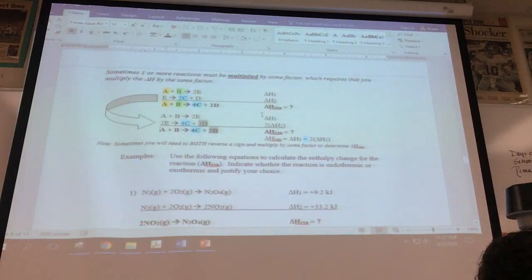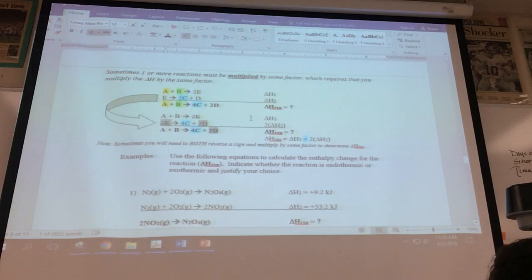Now before I sum this together, when I multiplied this one by 2, I of course multiplied this by 2, and I want to make sure that anything up here that isn't in the net equation cancels. And the 2E here and here, same substance with the same coefficient on opposite sides of 2 equations, cancels. Now I sum these two together. It's the sum of, here's your delta H for the reaction.